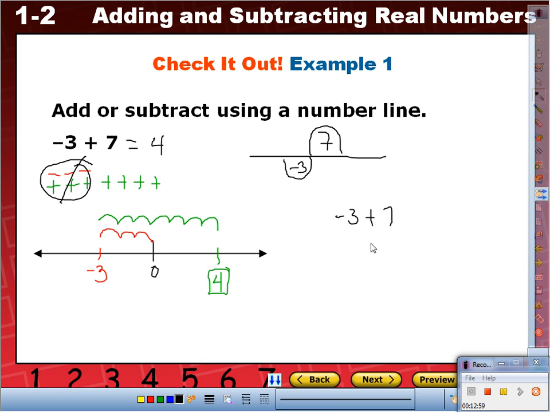And method number 4, here it goes. -3 plus 7. I use the absolute value. Absolute value of -3 is 3. Absolute value of 7 is 7. Are they the same sign? No, so I need to subtract, so I circle my greatest absolute value. So what is 7 minus 3? 4. And what is the original sign of this one? Positive, so we're done. Copy that, please.